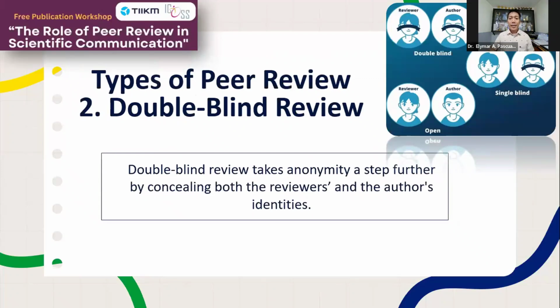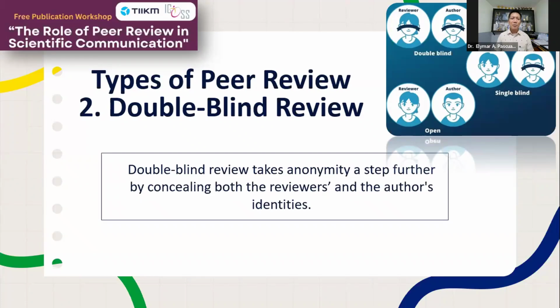Double blind review takes anonymity a step further by concealing both the reviewers and the author's identities. This system helps minimize bias related to the author's reputation, gender, institution, or nationality. Reviewers focus solely on the quality and content of the manuscript, promoting a more objective evaluation. While it strengthens fairness, implementing true anonymity can be challenging, especially in small research communities where work can be easily recognized based on topic or writing style.